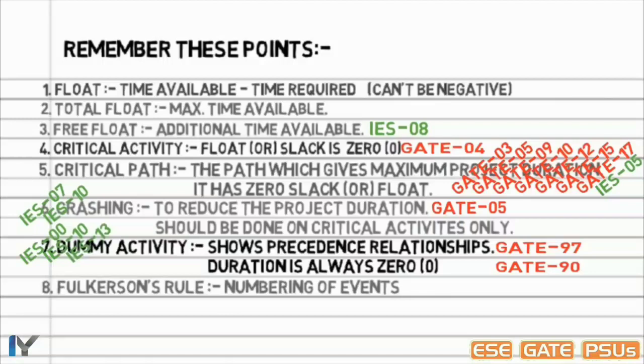Again, same question was repeated in 2013 also. A dummy activity is used in a PERT network for precedence relationship. So this was the complete previous year questions of GATE Mechanical and ESE Mechanical branch only. Same type of questions came for Civil, Production, Industrial branch also.